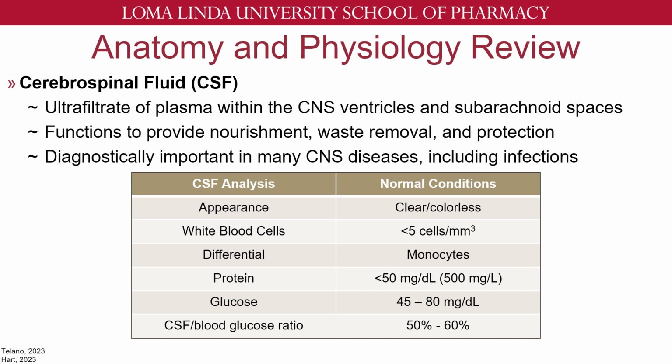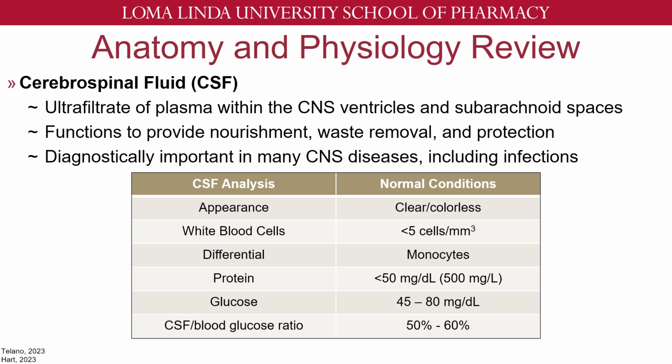Now, the CSF is really important to us clinically because it is an important diagnostic tool. We use it to diagnose many different CNS diseases, and that does include infections as well. And so below in this table, if we were to take a normal human being and take their CSF out, we'll talk a little bit about how we can obtain CSF from someone. But if we take it out under normal conditions, it should look like what this table provides. So its appearance should be clear and colorless. If you were to count the white blood cells within that fluid, it should be less than 5.